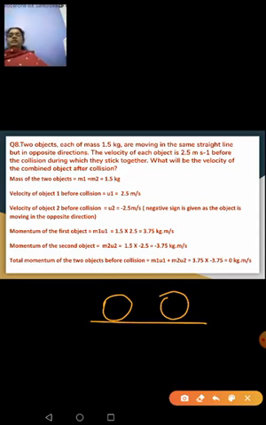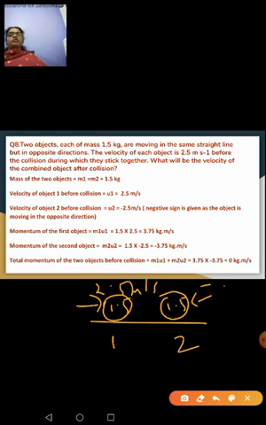Clear? It's going like this, it's coming like this. Opposite direction. So the mass of both the objects is given as 1.5 and 1.5. This is object 1 and this is object 2. The velocity of the first object is 2.5 meter per second. The second object is moving in the opposite direction, so the velocity will be taken as a negative value, minus 2.5 meter per second. That's why I have written here, see.